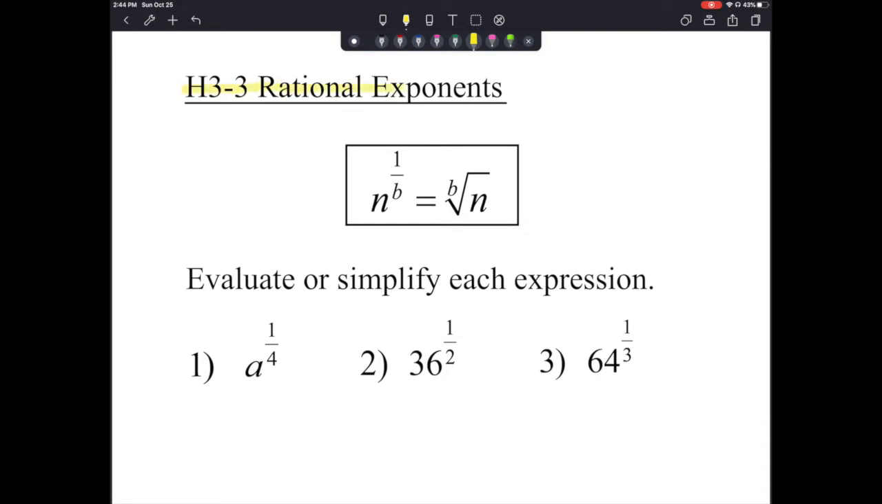Today we're going to look at rational exponents. You've probably done a little bit with rational exponents back in Algebra 1, and you may not have seen it since then, so this should be a good review, and we're going to add in some new stuff to it.